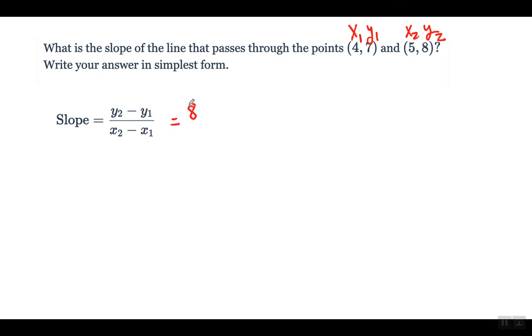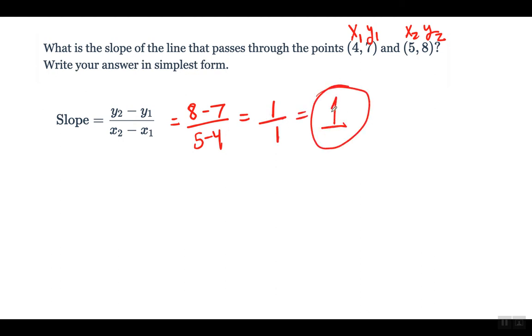Alright, so on the top, 8 minus 7, on the bottom, 5 minus 4. That's easy. 1 over 1. Look how simple that was. You could have done that mental math easy.